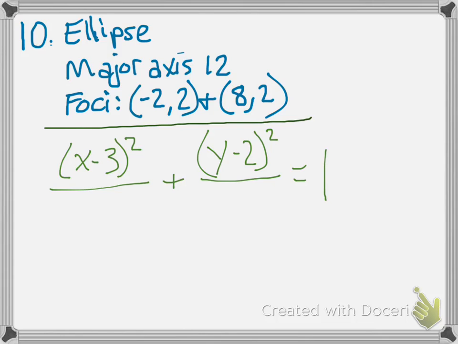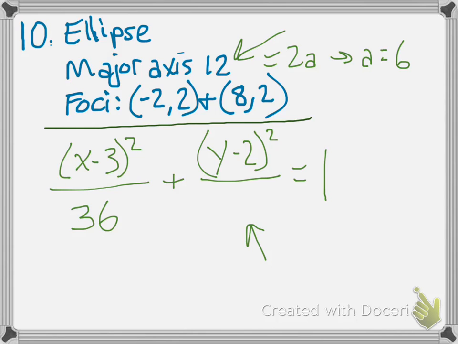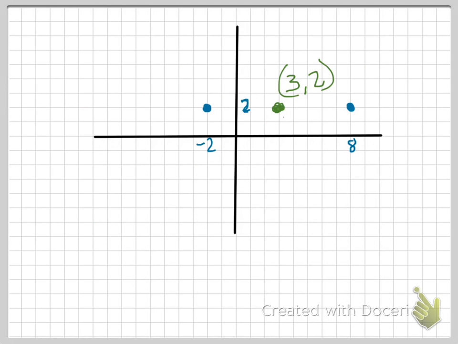So remember, with our ellipse, it's got to equal 1. So now we want to look for our a squared and our b squared values. So our a squared comes from our major axis. The length of the major axis is 2a. So solving for a, our a value is 6. 6 squared is 36, so that goes under our x numerator.